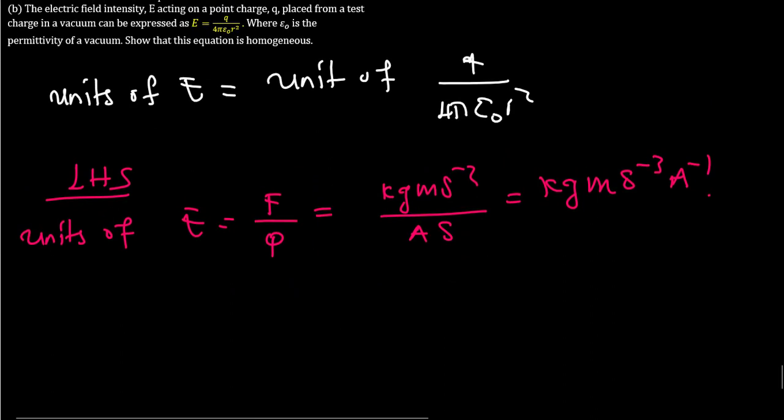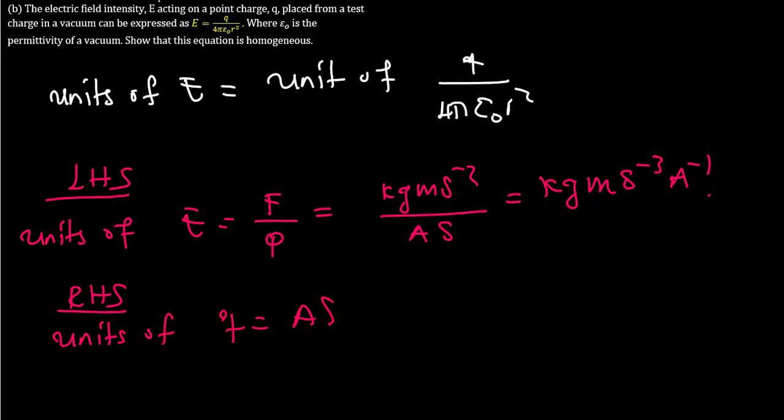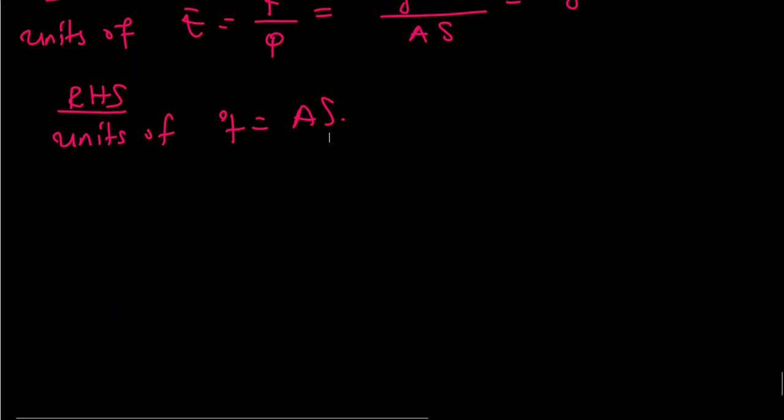So that's the unit of the left hand side. And so now the unit of the right hand side. Let's deal with the right hand side. We have the unit of charge. The unit of Q is the ampere second. Now the unit of epsilon naught.